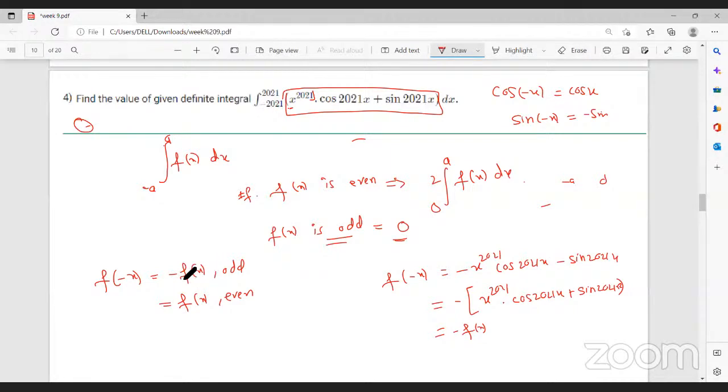And how do we check whether my function is even or odd? Just simply replace x by minus x. If you get minus f of x, that is an odd function. If you get f of x, that is an even function.